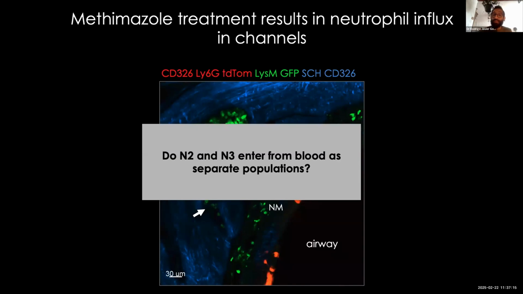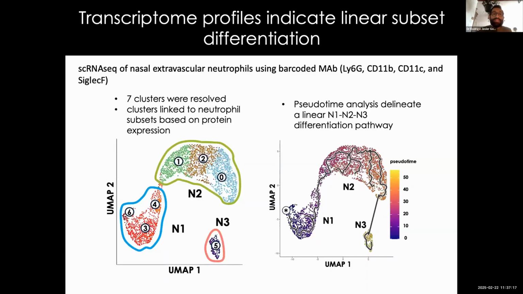Do they do so as a separate population? We did single-cell RNA sequencing of these extravascular neutrophils, and we labeled them with barcoded antibodies with the same markers that I used to identify the populations. The purpose of this is that aside from identifying different clusters, in this case we resolved 7 different clusters, these clusters can be linked to neutrophil subsets based on protein expression in such a way that we have clusters for the N1, N2, and N3 populations.